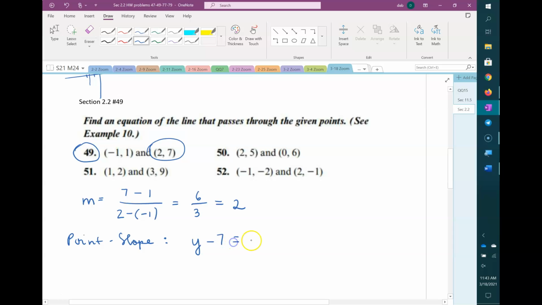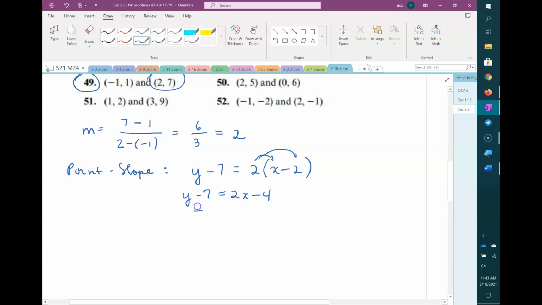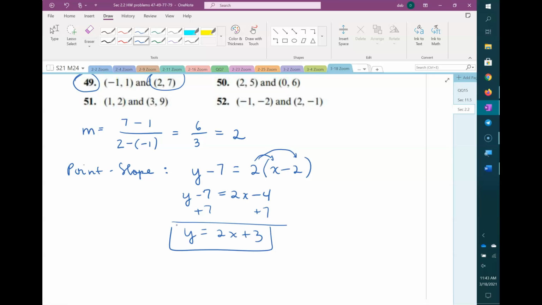I'm going to have y minus 7 equals 2, the slope, times x minus 2. So then to write it in slope-intercept form, you can distribute the 2 and get 2x minus 4, and then add 7 to both sides and get y equals 2x plus 3. So that's the equation of the line that goes through those 2 points.